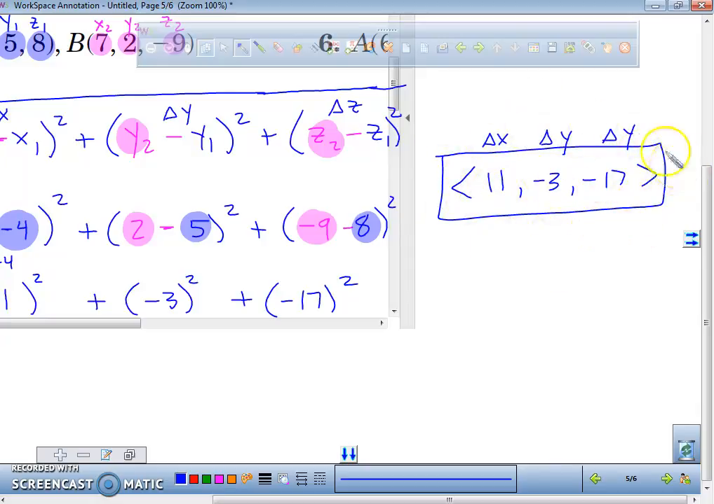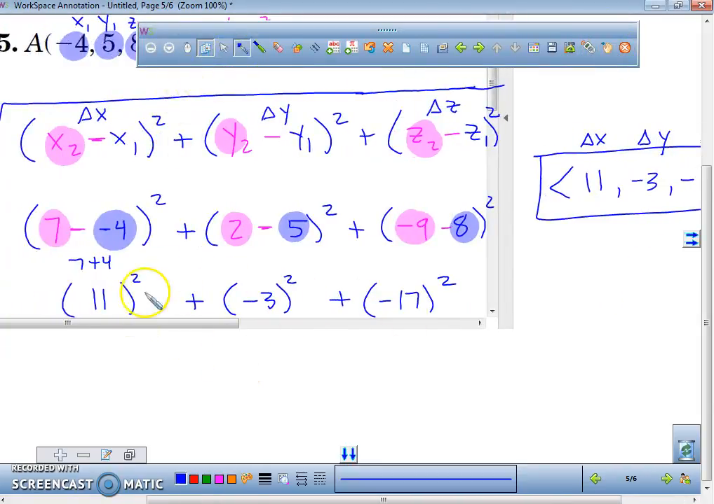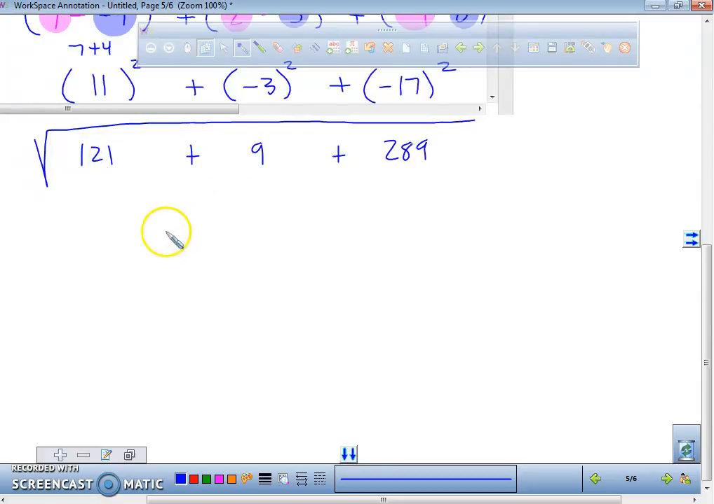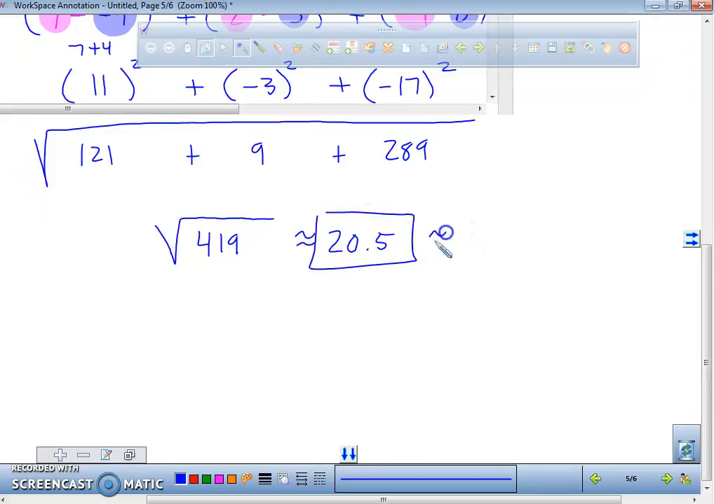Now that's not the magnitude. What does this help you find? This helps you find the magnitude. The actual magnitude, you've got to finish the problem. What is 11 squared? 121. -3 times -3 is 9. -17 times -17 is 289. You have to add all of those up together. That's all underneath a radical. All right, when we add all of these up together, we get the square root of 419, which is approximately 20.5. That right there, everybody, is the approximate value of your magnitude.